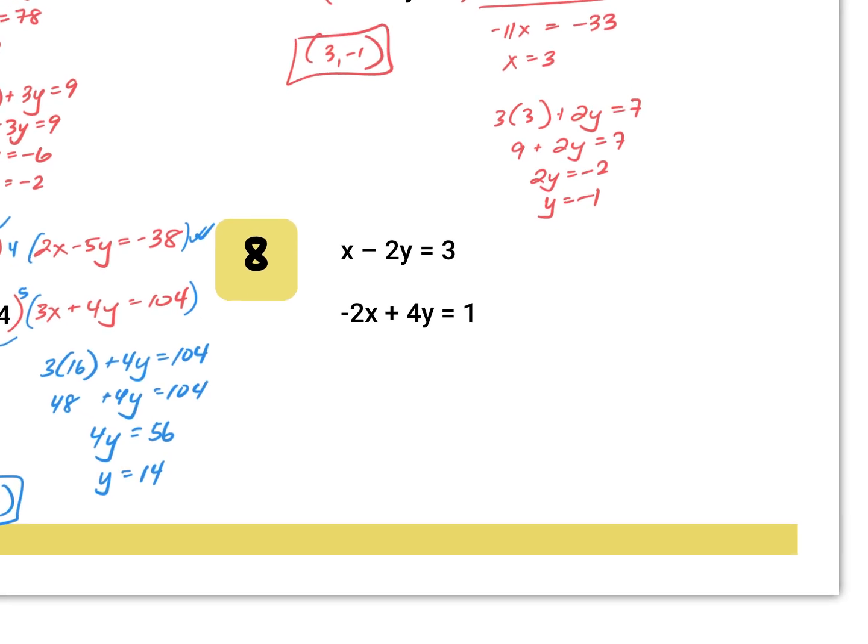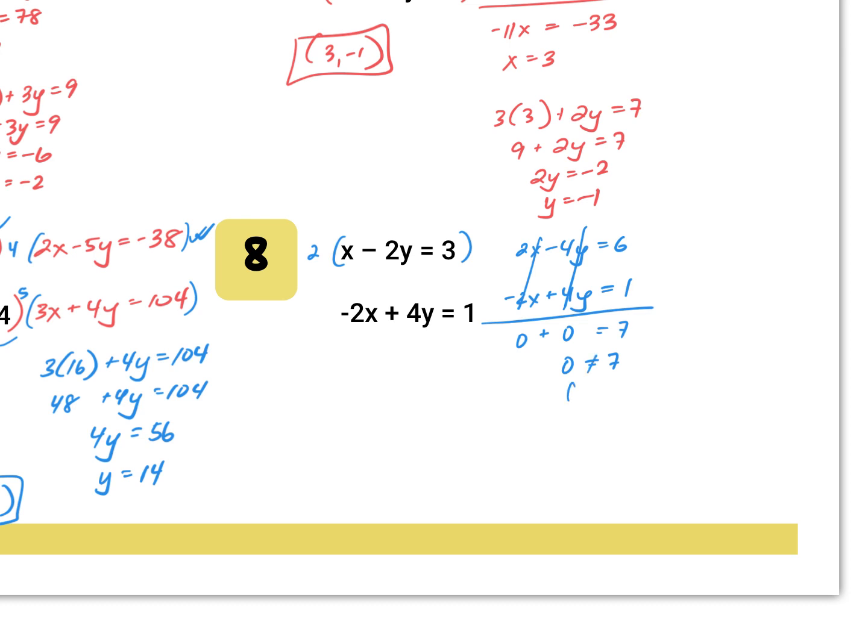When I get to number 8, again I'm looking for opposites, and I see that if I just multiply the top equation by 2, my y's will become opposites of each other. So 2x minus 4y equals 6, and negative 2x plus 4y equals 1. When I do this, I didn't notice it before, but by multiplying by 2, I made both my x and my y variables opposites. So I get 0 equals 7.